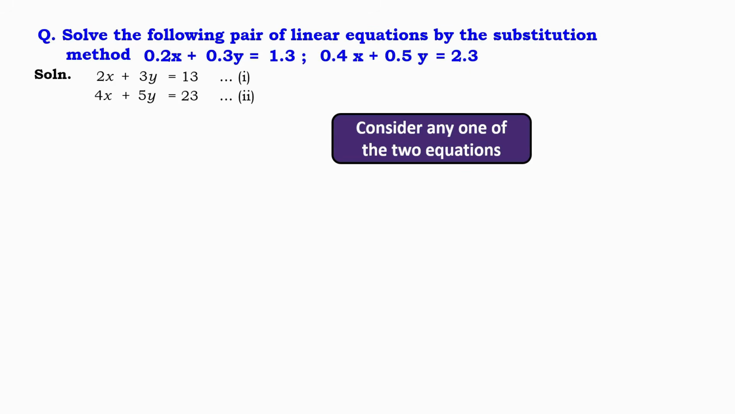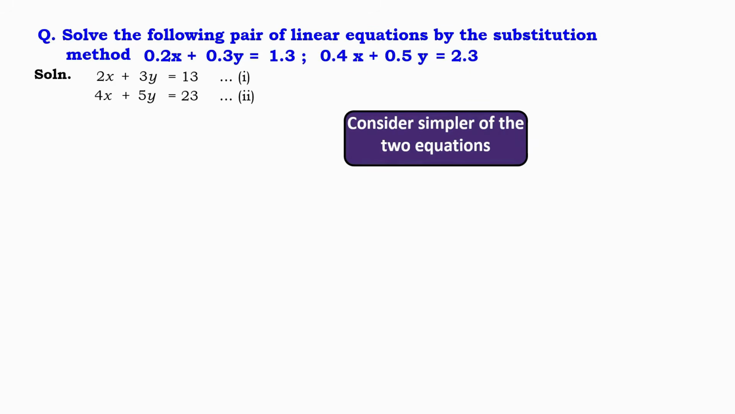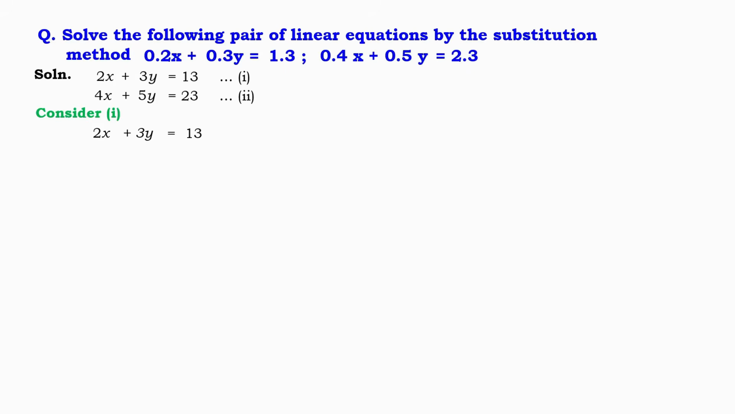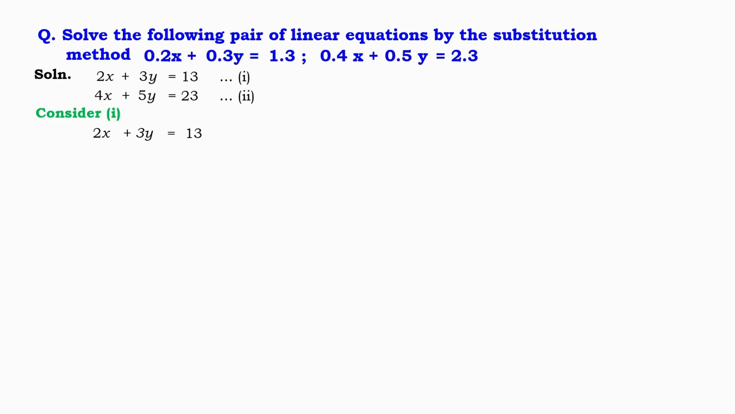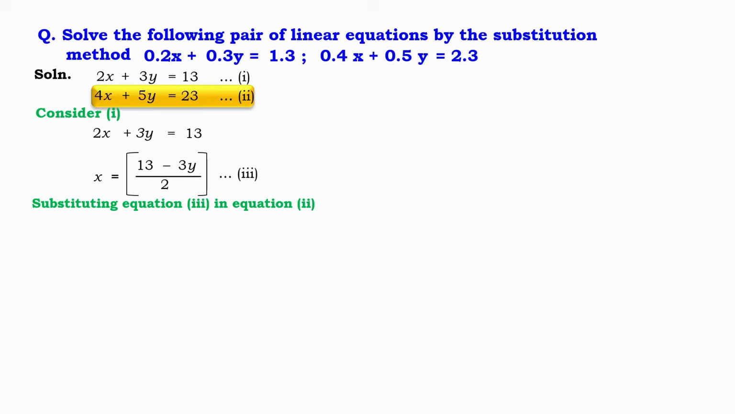Now we apply the substitution method. From equation 1, 2x plus 3y equals 13. Let us express x in terms of y. So we move 3y to the right side. 2x equals 13 minus 3y. Now divide both sides by 2. So we get x equals (13 minus 3y) divided by 2. Let us call this equation 3.